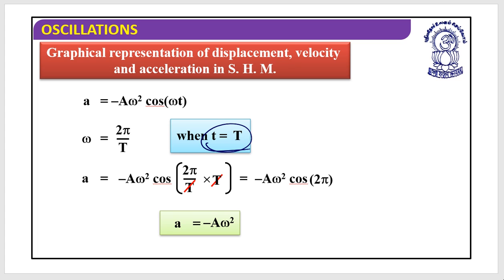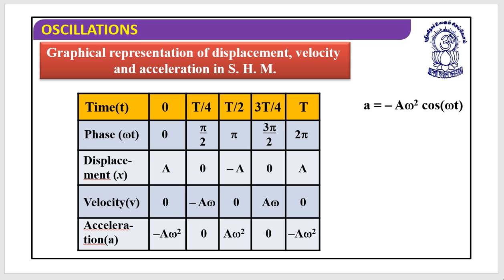Next, t is equal to T. This is 2 pi by T into T, and when this has gone, it's cos 2 pi, and cos 2 pi is 1. So this is 1 times minus a omega square, which is equal to minus a omega square. Let's summarize this: these are the times, and these are the different parameters such as phase, displacement, velocity, and accelerations.